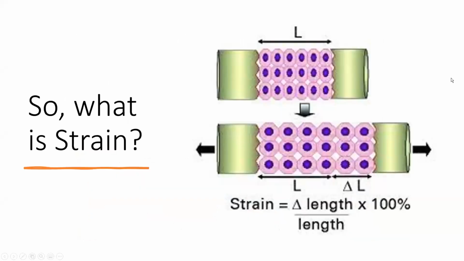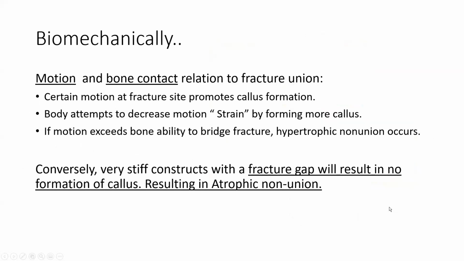Okay. Strain again is the change in length divided by the fracture length itself. So this is the fracture length, and this is the motion that's happening, these two dots here, the change of length. So this change of length divided by the fracture length times 100 is what is strain.